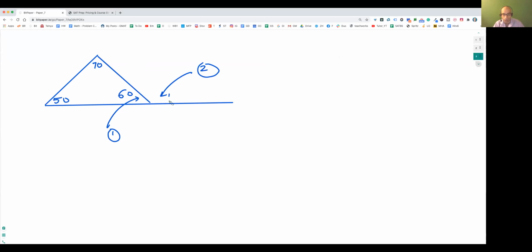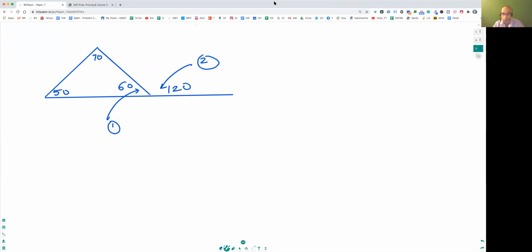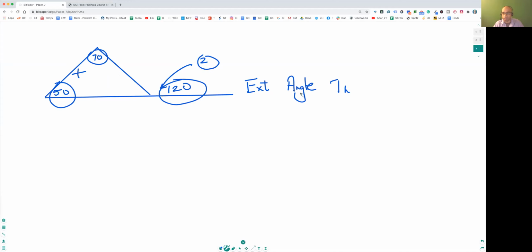Now remember, this is 120, but I'll show you a shortcut. Think about this angle right over here. You calculated 60 and got 120, but actually you can just add these two angles, and summing these two is going to give you 120. That's the shortcut: just 70 plus 50 gives you 120. It works out the same way, and this is called the exterior angle theorem, because this angle is exterior. This is a triangle, and this is exterior to it.